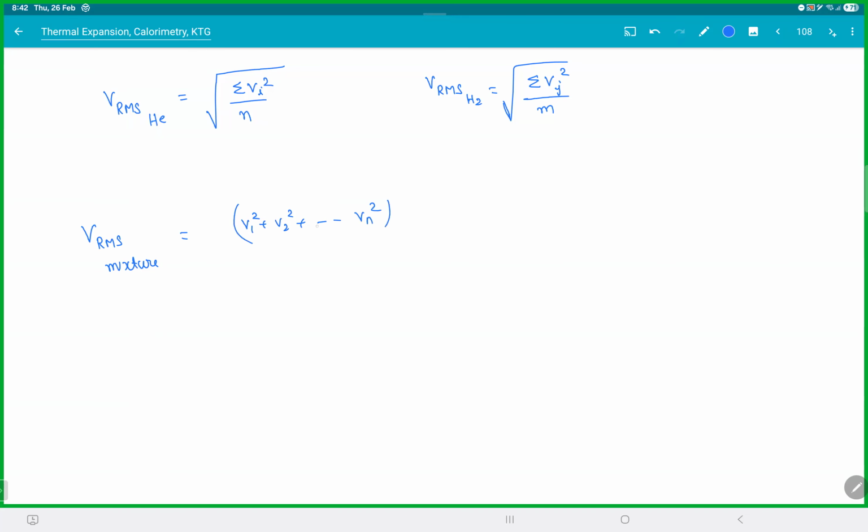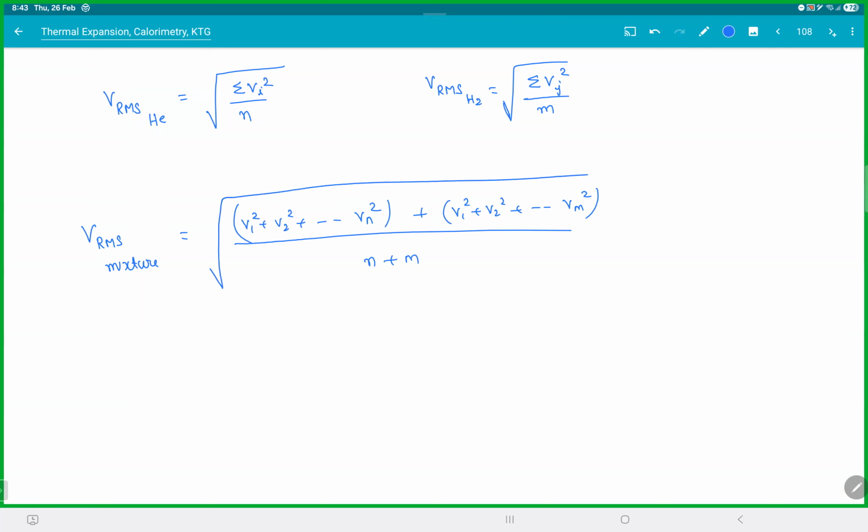This is for your helium plus V1 square, V2 square, plus so on till Vm square, by the total number of molecules, n plus m, and then the root. Isn't this how you calculate? So this is for your helium and this is for your hydrogen. You just add up the square of all the velocities and you finish it off.